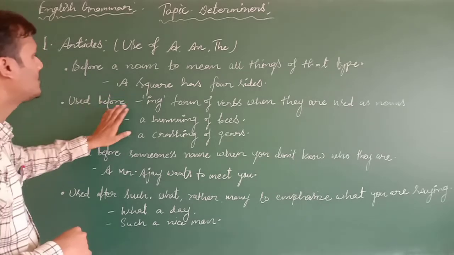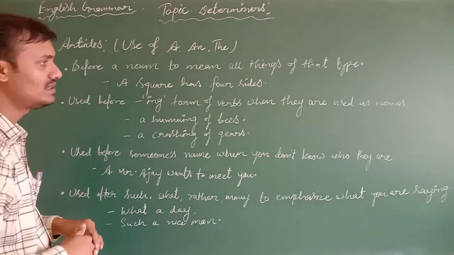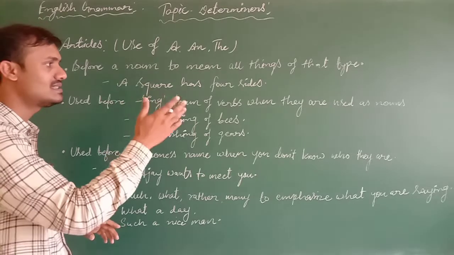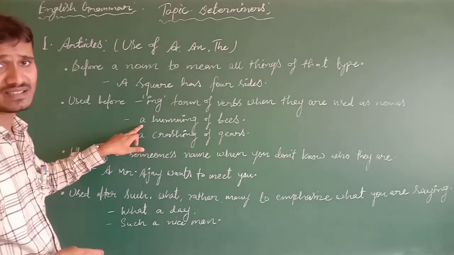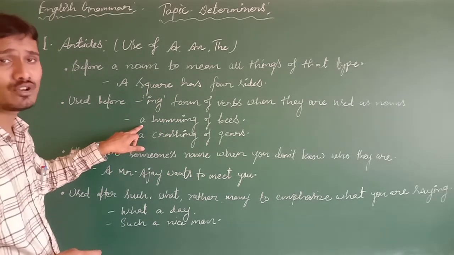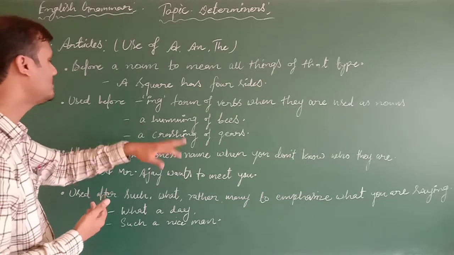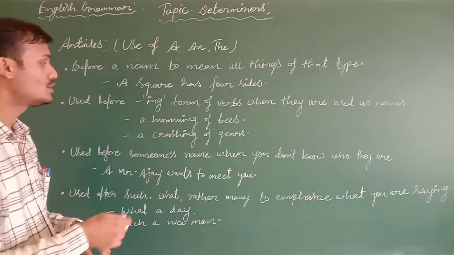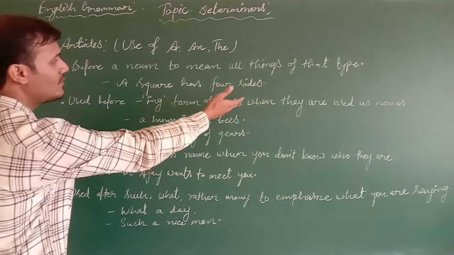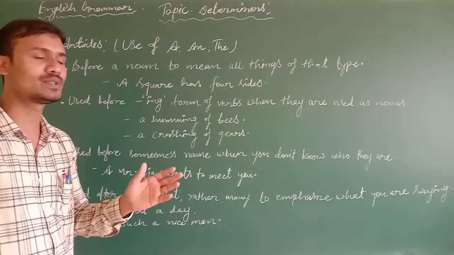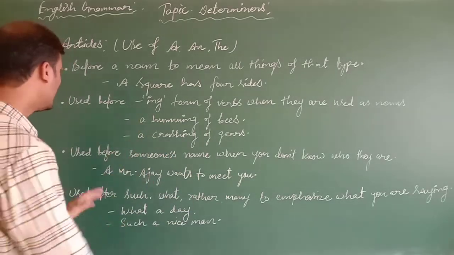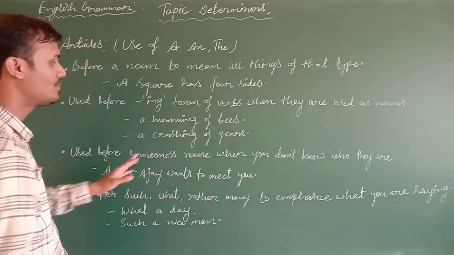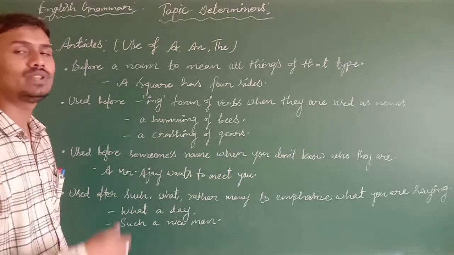Okay, used before the ing form of verbs when they are used as nouns. Example, a humming of bees. I didn't hear a humming of bees. So in this way, a humming of bees, a crashing of gears. So with this sense, the ing form of verbs when they are used as nouns, we are also using article a before these words.